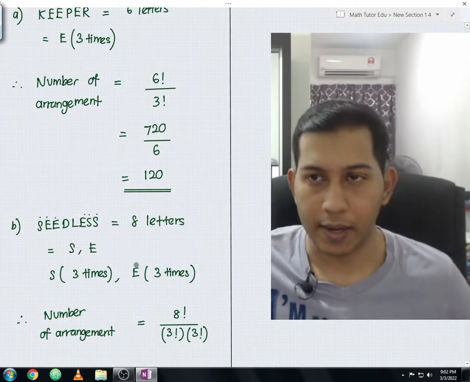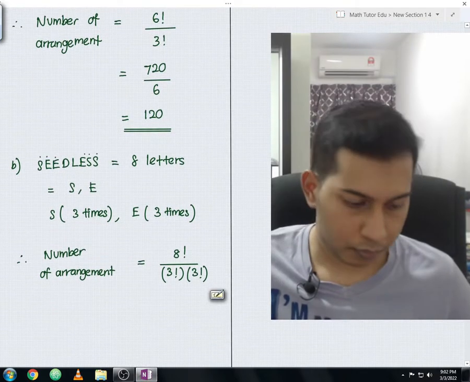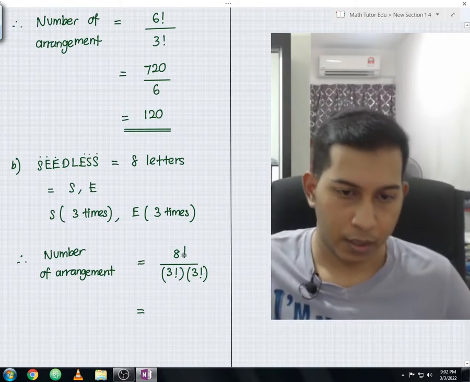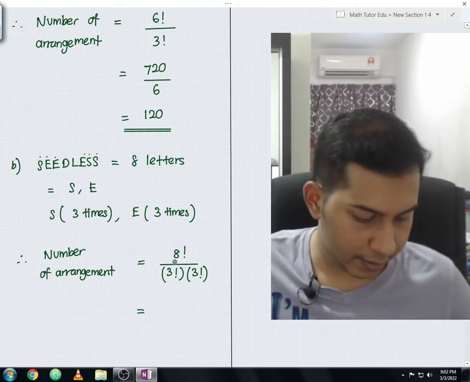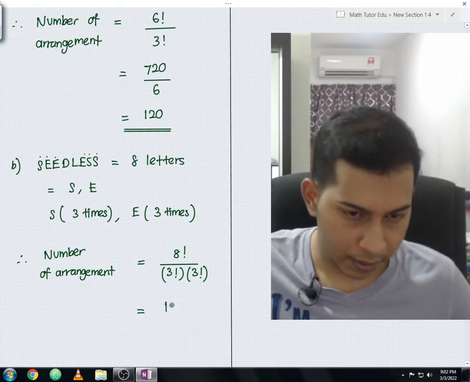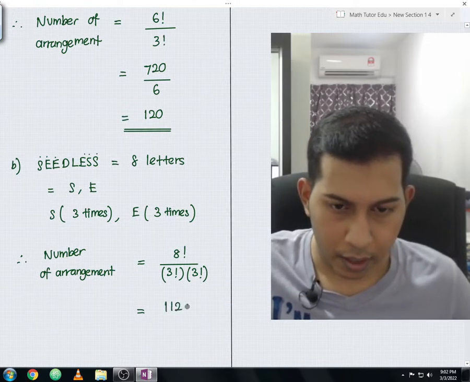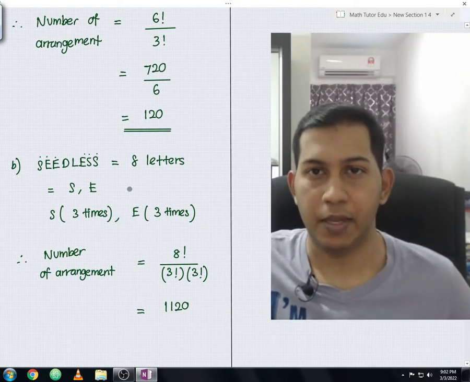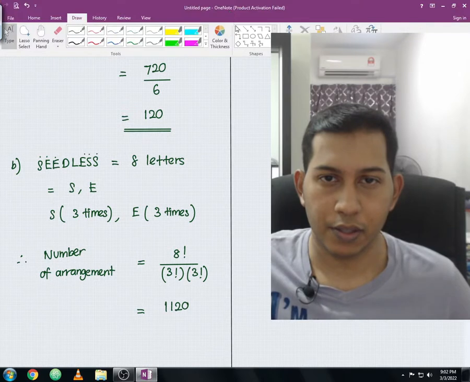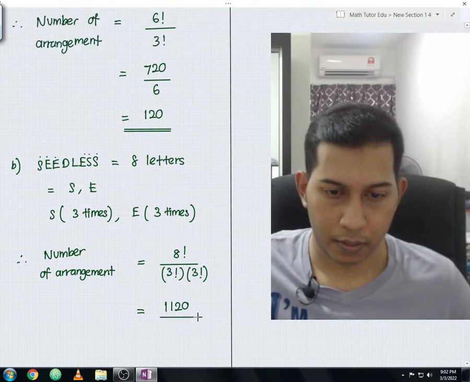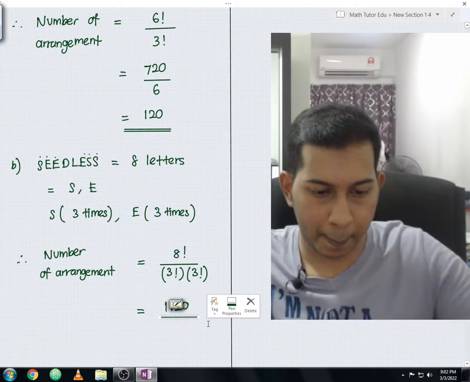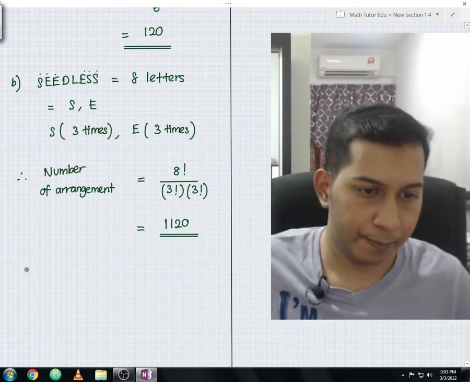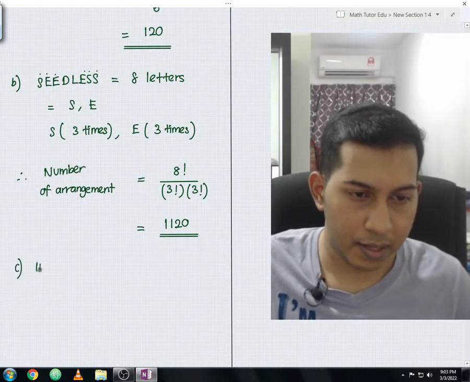I hope you understand the working behind this. So from here you calculate this, and you should get your final answer, 1120 arrangements. So this is your answer for part B. Let me underline the solution. Okay, so let us proceed to the last example, which in this case is institusi.